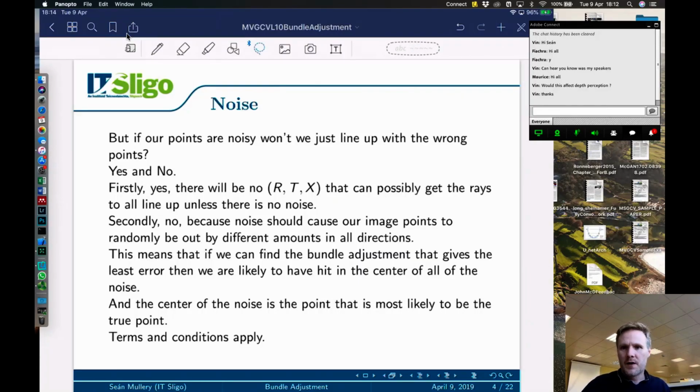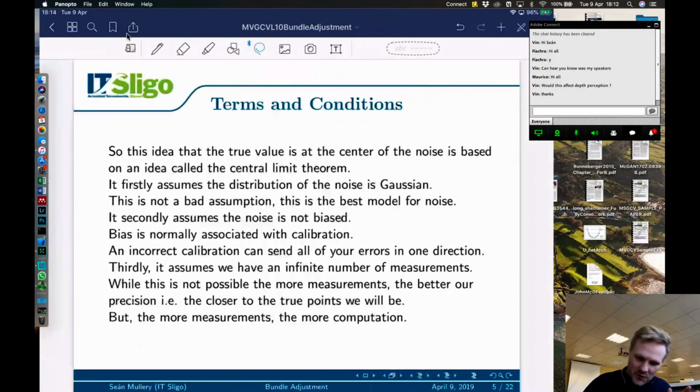Some terms and conditions apply to this. We need to look at those first. So this idea that the true value is at the center of the noise is based on an idea called the central limit theorem. Any of you that have done digital signal processing with me, we did quite a bit about this. And if you were in third year DSP with me, you would have looked at the difference between accuracy and precision. I don't know if any of you remember that, but you probably studied it for an exam at some point. And there is a difference between those two terms.